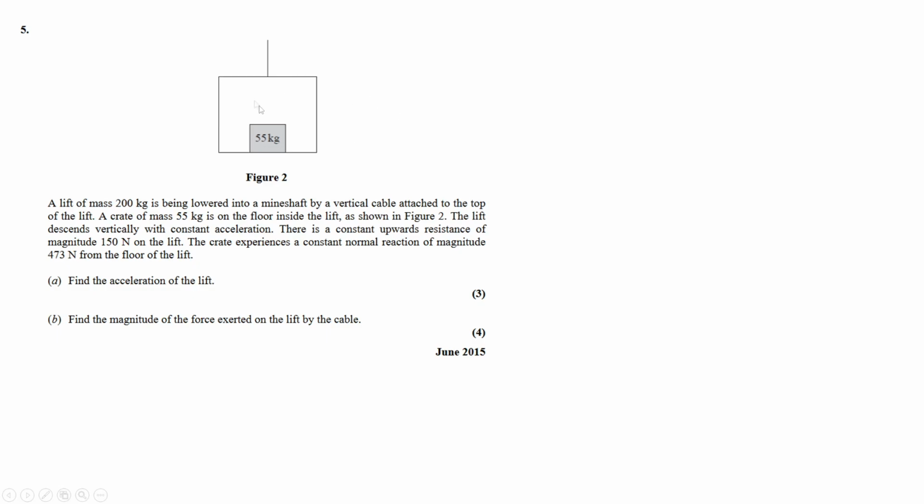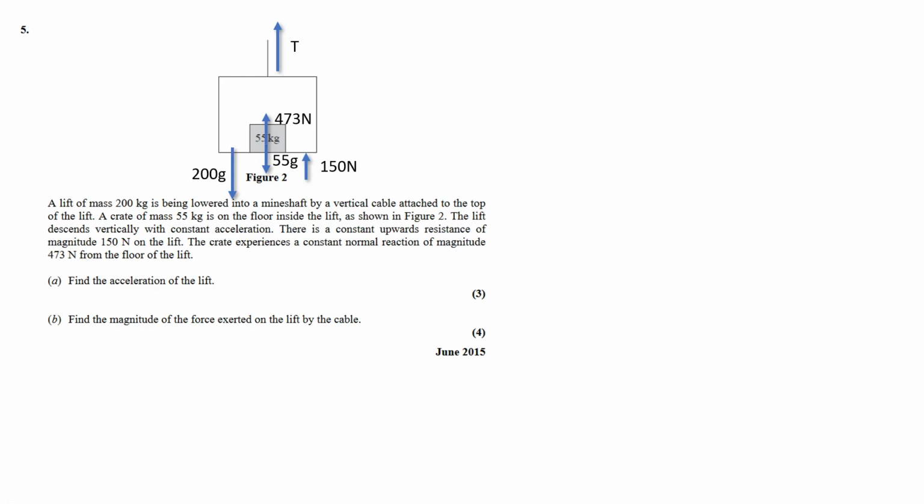So first, let's draw all of our forces. We've got our tension going upwards. They haven't told us the tension. We've got the weight of the crate, and they give us the reaction force. Then we've got the weight of the lift, and lastly, we've got a constant resistance of 150 newtons.